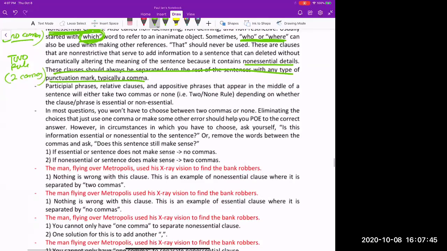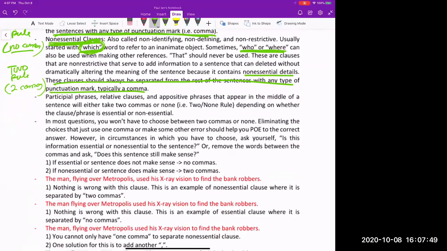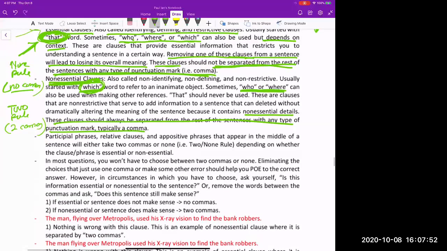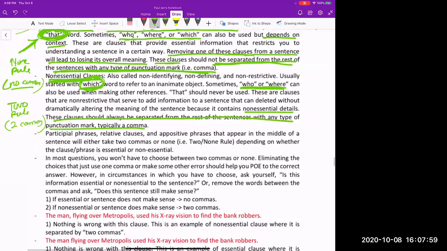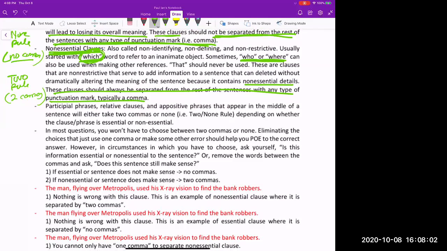So here are the questions to ask, knowing that. For example, what if you had to pick between one with two commas and one without commas? Then you have to ask yourself two questions. The first question is: the information you're separating from the rest of the sentence, is this clause essential or non-essential? The next question is: does this sentence still make sense if you remove the words between the commas?